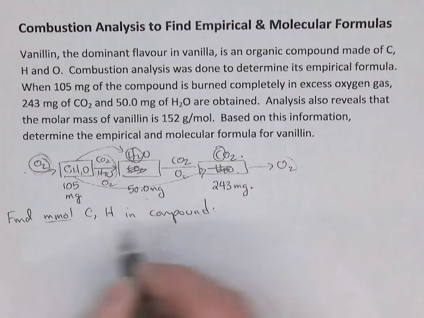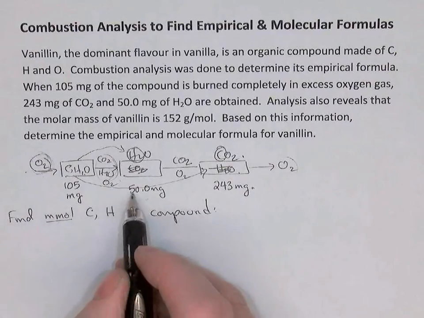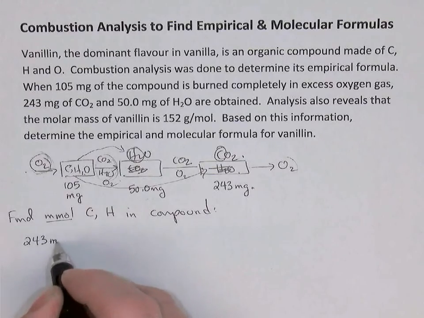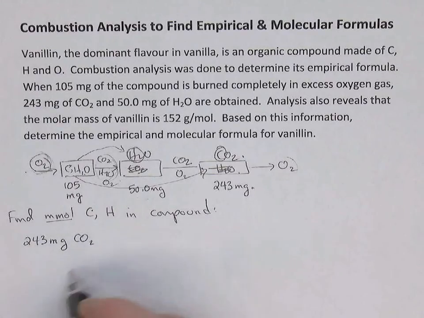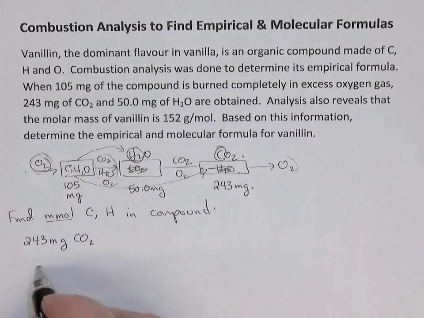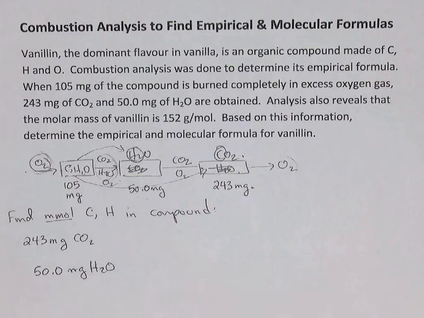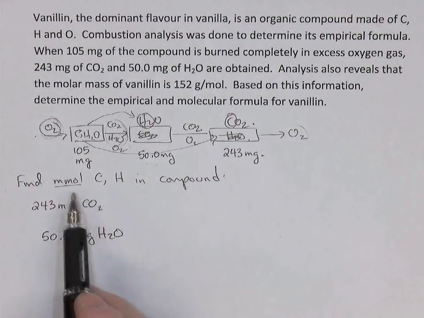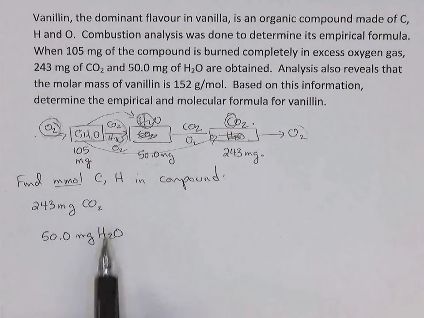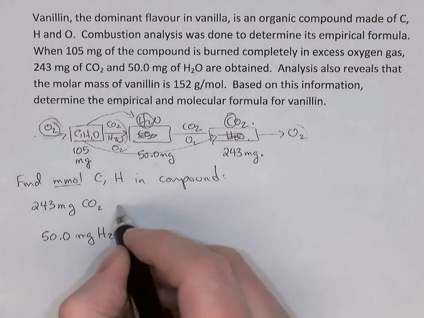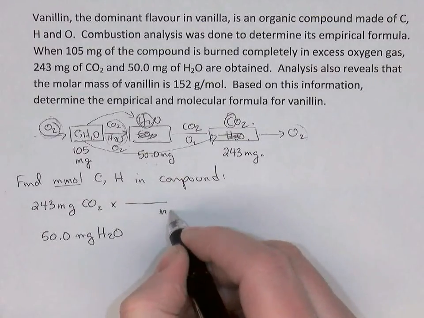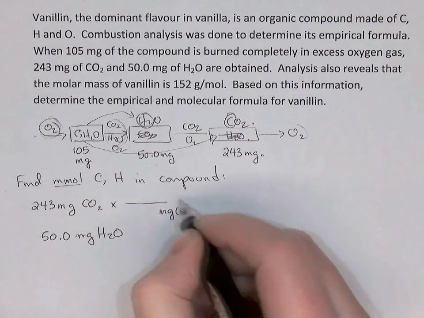To do that, we'll take the mass of the CO2, so 243 milligrams of CO2, and the mass of the water, 50.0 milligrams of H2O, and we're going to use some unit multipliers to figure out the millimoles of carbon and millimoles of hydrogen that were in the compound. So here we go. The first thing we'll do is convert the milligrams of CO2 to millimoles of CO2.